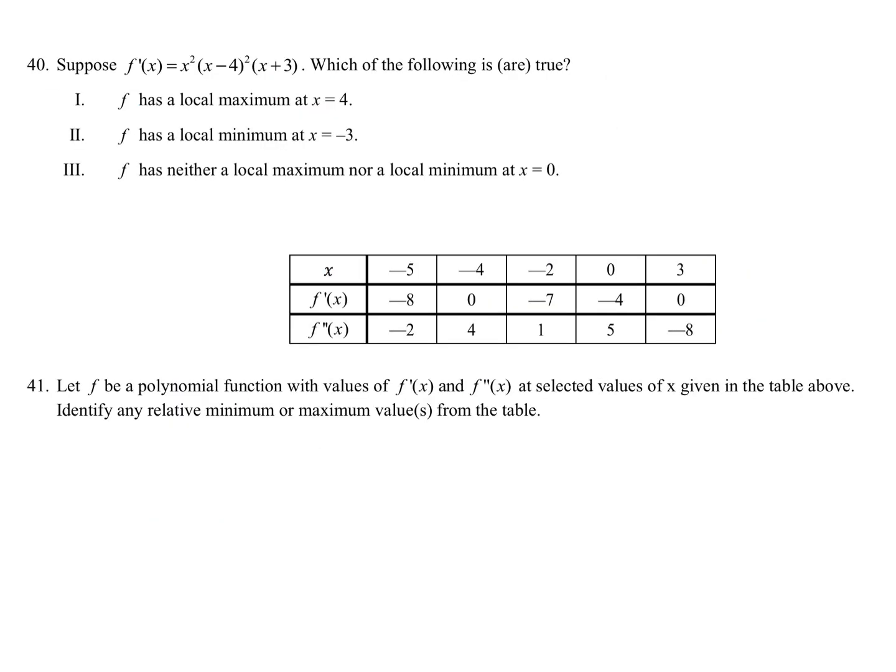All right, number 40. There's my f prime. It says that f has a local maximum at x equals. So it looks like I need to make a sign chart, because to prove a local max or local min, I would make a sign chart for f prime. Well, our critical points would be x equals 0 based on that term, x equals 4 based on this term, and x equals negative 3 based on that term. So negative 3, 0, and 4.